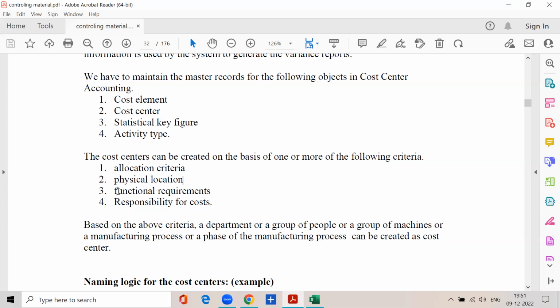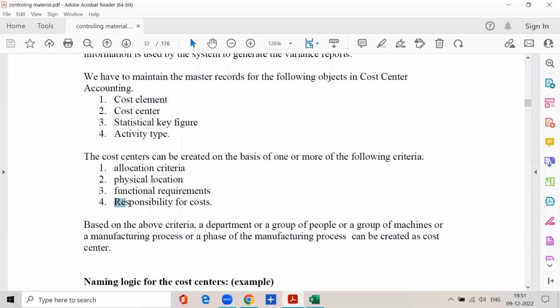Then, functional requirements. Functional requirements means what are the functions of the organization? What are the functions of the company? You might have studied in management. Administration is a function, sales is a function, production is a function, marketing is a function, manufacturing is a function, HR is a function. So in order to manage these functions, we set up the departments. Administration department is one cost center. Finance department is one cost center. Production department is one cost center. Like that, based on the functional requirements also, we can design the cost centers.